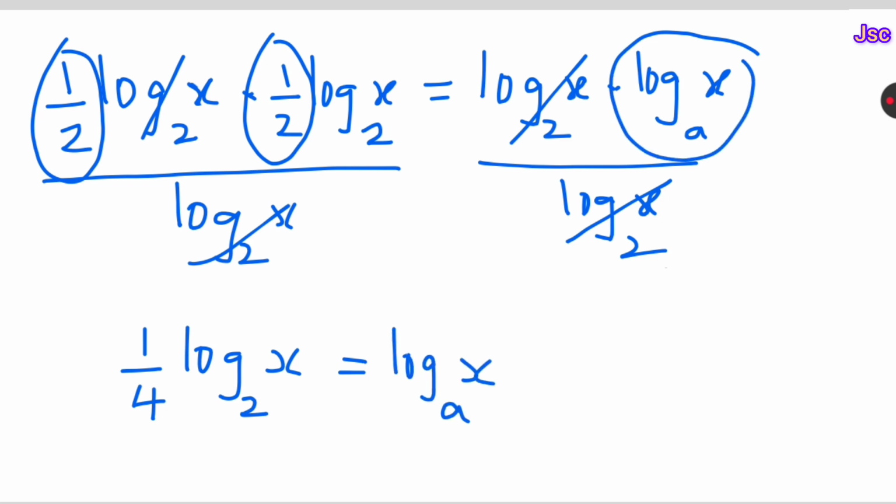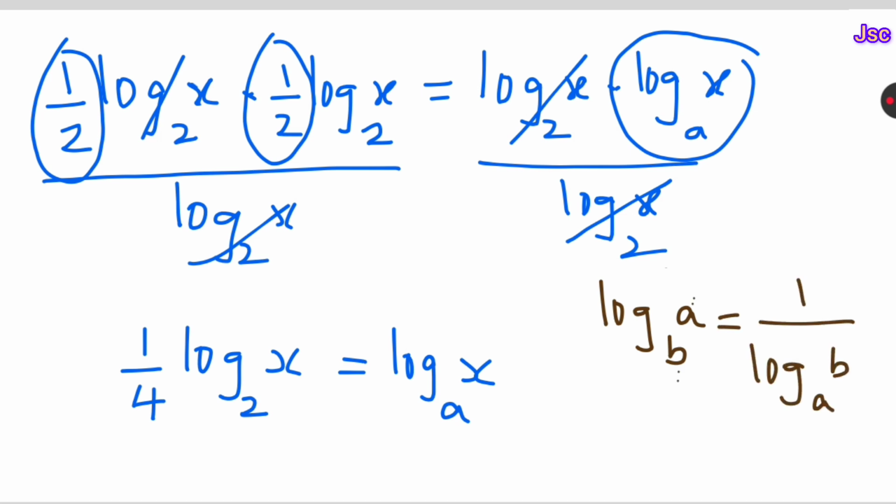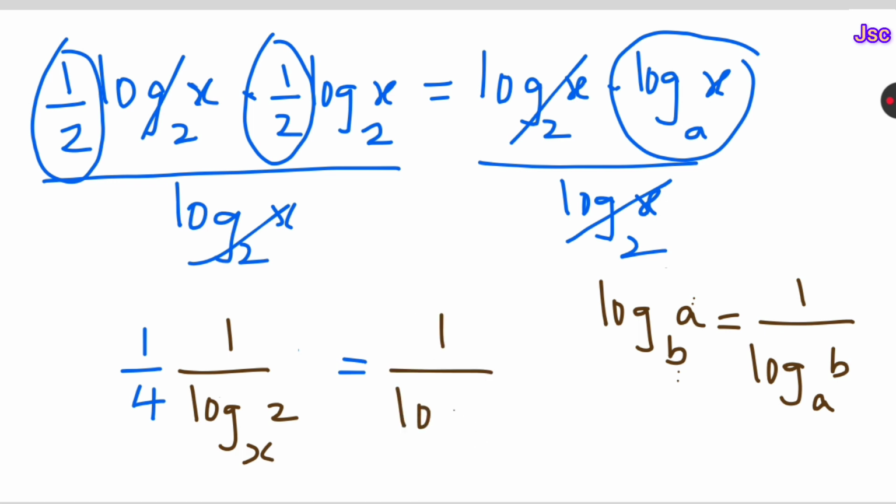Now here use one more logarithm property, that is log a with base b. We can write this as 1 over log b with base a. So use that property here. According to that property, the left hand part becomes 1 over log 2 with base x. Similarly, the right hand side also turns into 1 over log a with base x.